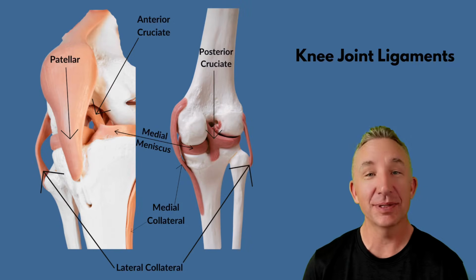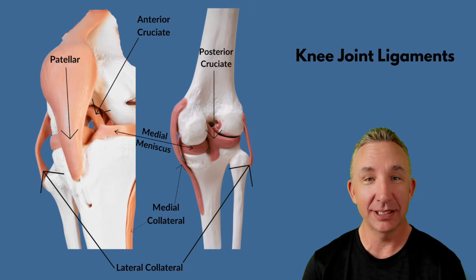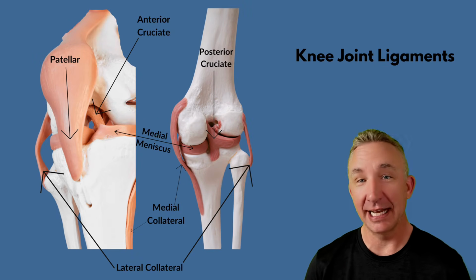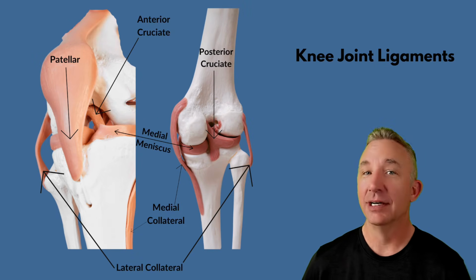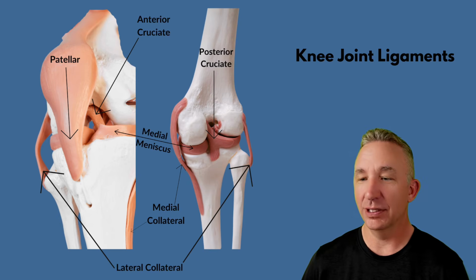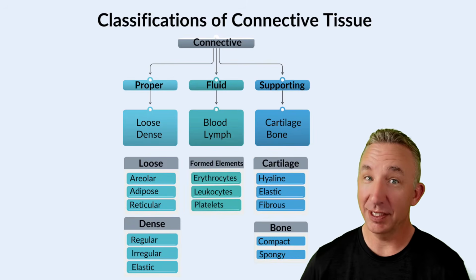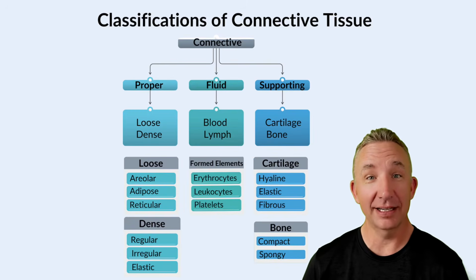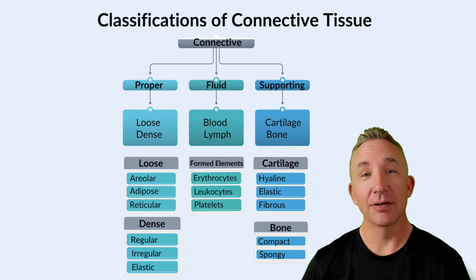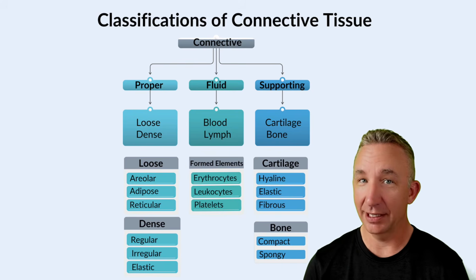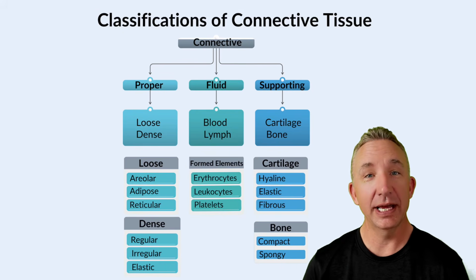We're finishing up the skeletal system looking at ligaments. Remember, ligaments are dense, regular connective tissue. We've done this in previous videos. When you look at the hierarchy of connective tissue, there are 4 types of tissue in the body: epithelial, connective, muscle, and nervous. When we look at connective, there are 3 types: connective tissue proper, fluid, and supporting.